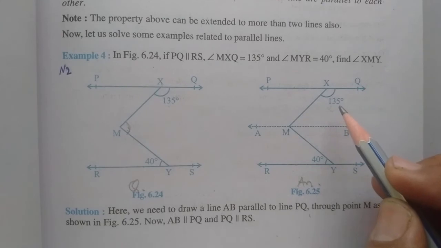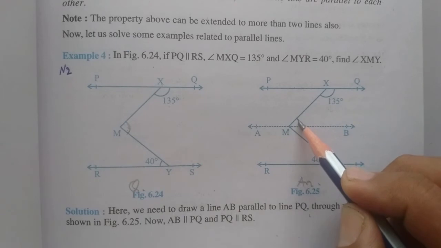Now see children, I am explaining the answer. Writing work I am not doing. Here I am explaining. Next page you can study that way. Now children, this is 135. What about this angle, children?